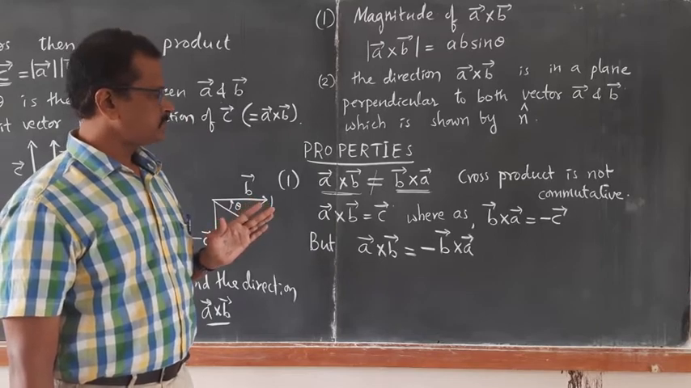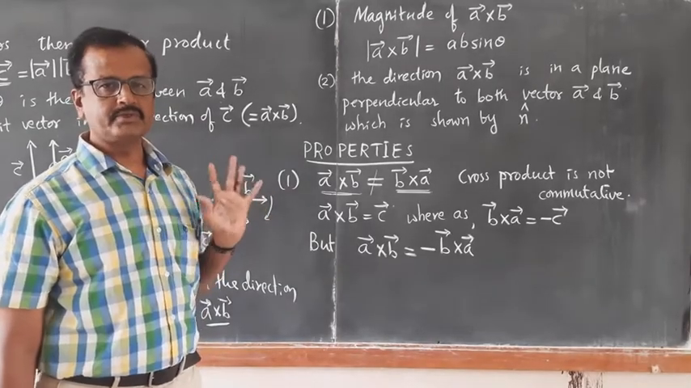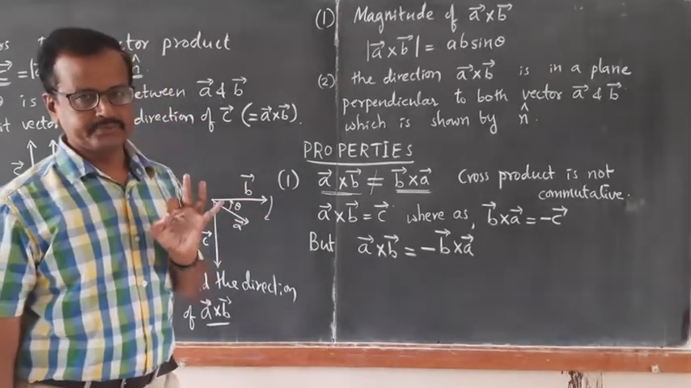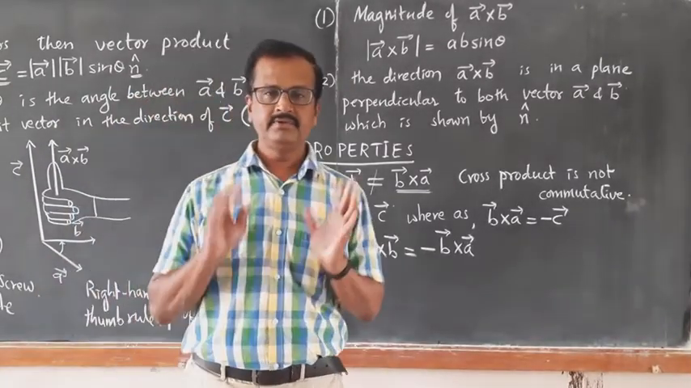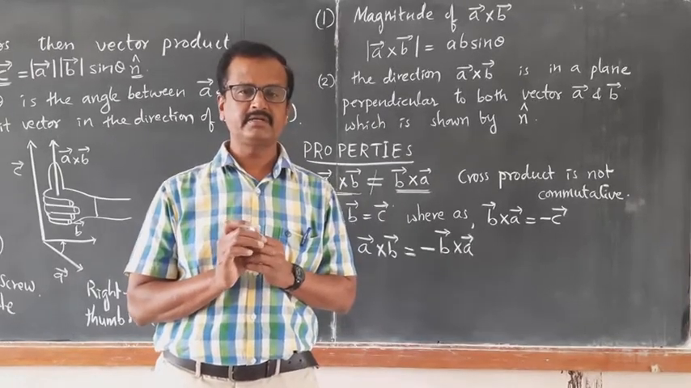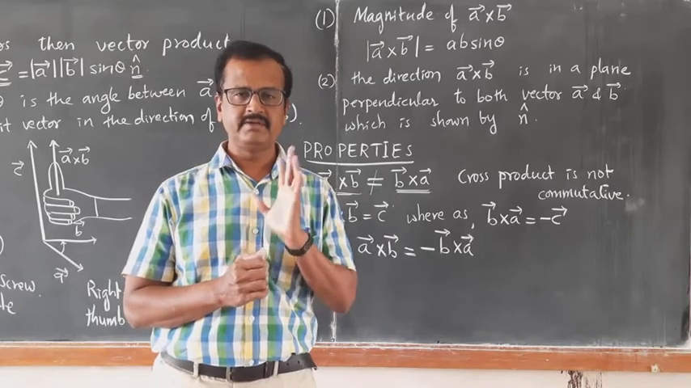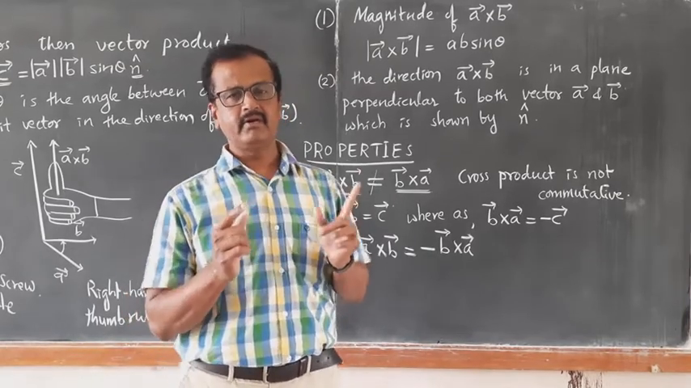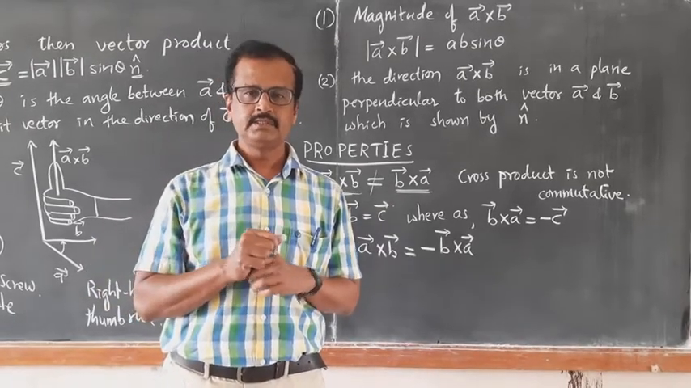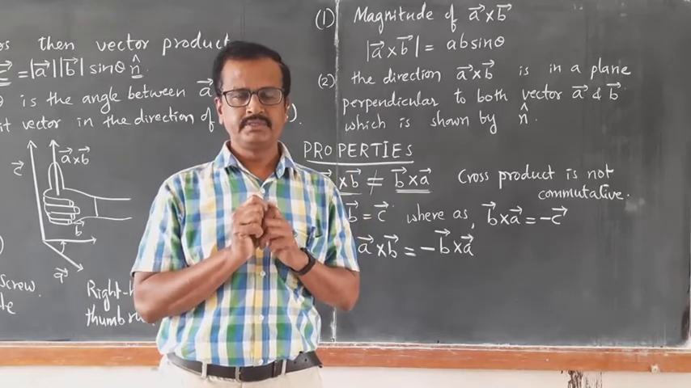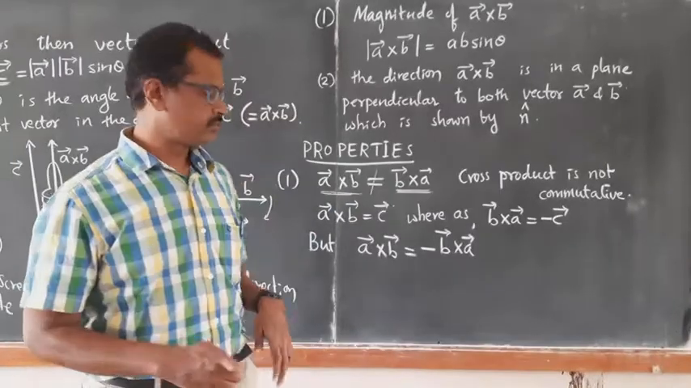Whereas it is not even associative also. But it is distributive with respect to vector addition. You see, we have learned even in the case of scalar product, consider three vectors A, B, C. Then vector A dot B plus C is equal to A dot B plus A dot C. So scalar product is distributive. Similarly, the vector product is also distributive.